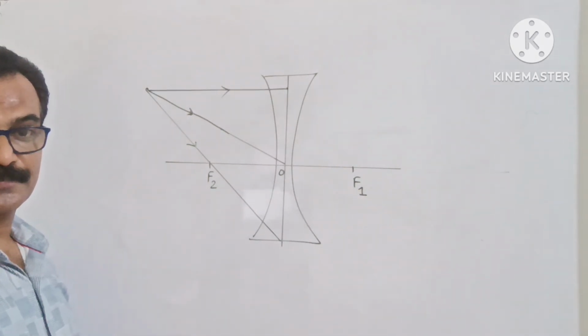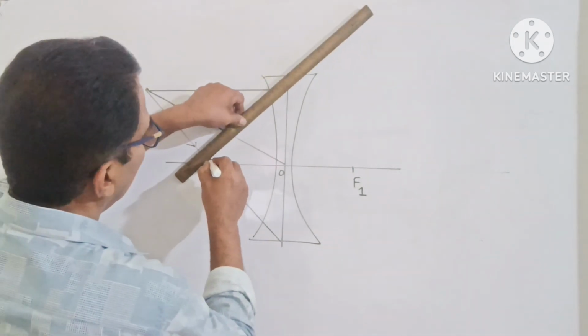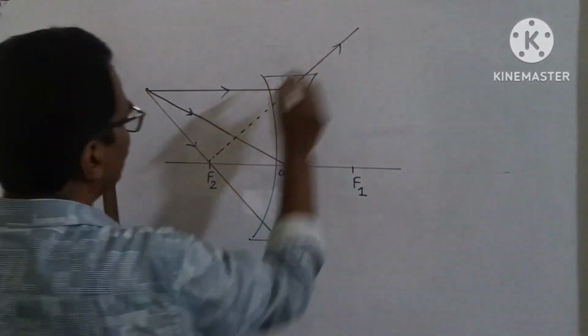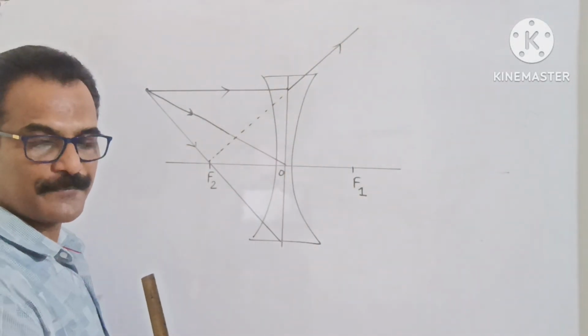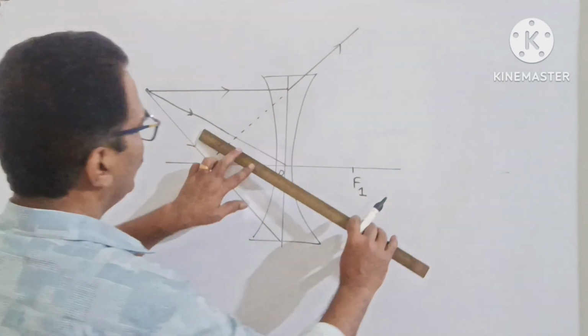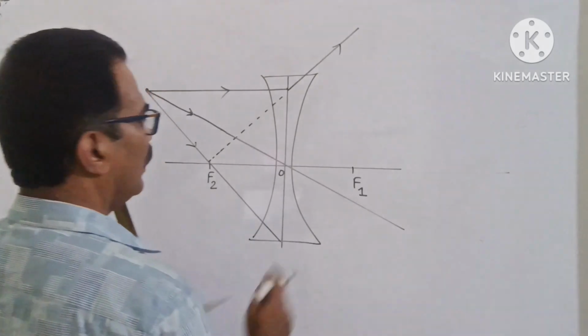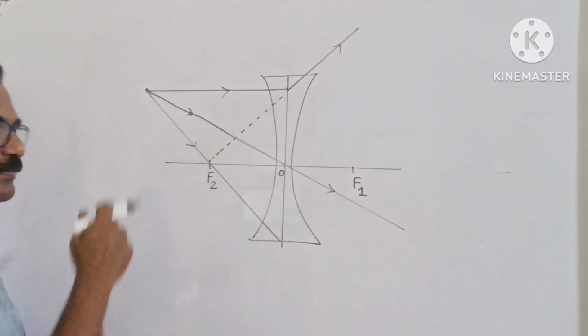It will appear to diverge from the focus. So this ray will be going like this, okay, diverging like this. And the ray directed towards the optical center, what will happen? It will pass out undeviated. It will pass through that point without deviation, okay. And what will happen to this ray?